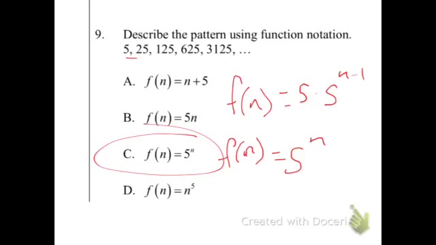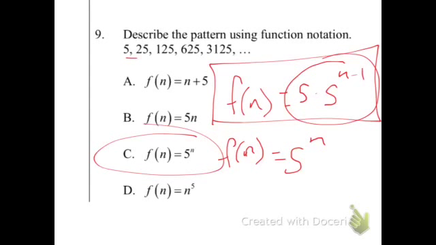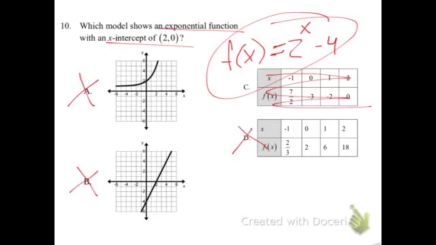Moving on to 9, describe the pattern using function notation. In class, we've been writing our functions like this. Well, you notice these here don't exactly match that, but C matches it most closely. And if you actually were to combine these, so it was just one number with the exponent, you would have 5 to the n, which is C. A is if you're adding 5 each time, or you're adding 1 each time and start at 5. This would be adding 5 every time. And this last one here is just whatever number to the 5th power. It's not even close.